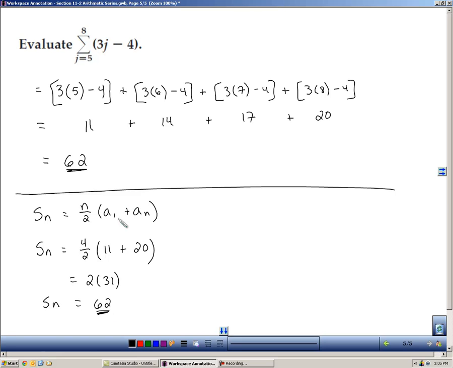If you can find the first and the last term in this series, this is probably the way to go. If you're only asked for a couple of values in a series, the long way is okay. But imagine if you had to add up 100 of them, you certainly would want to use the formula.